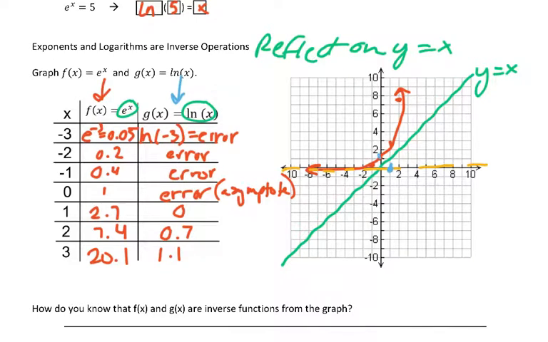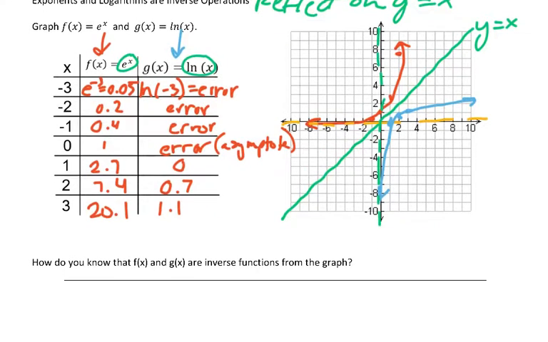So across the axis, and then 2.7, and then 3, 1.1. And then it is going to go up at that same rate as the other one, and because of that error, this is going down towards the axis, but it's going to be an asymptote. So again, hopefully you can see that that's inverse or reflected.